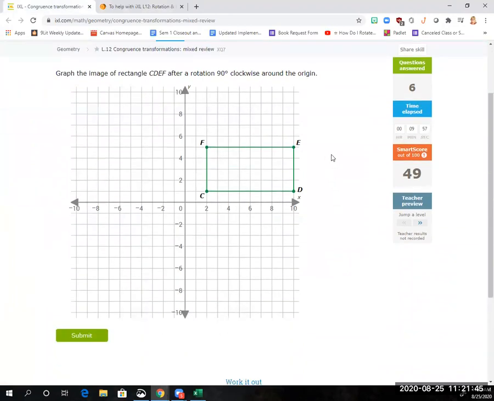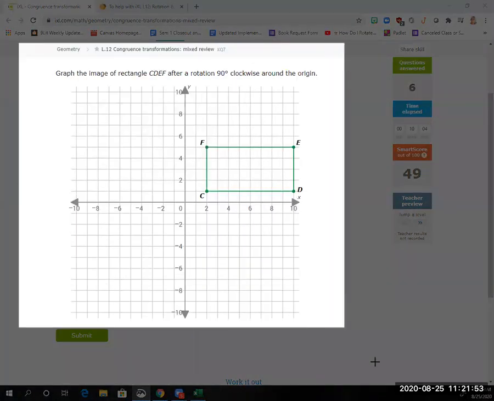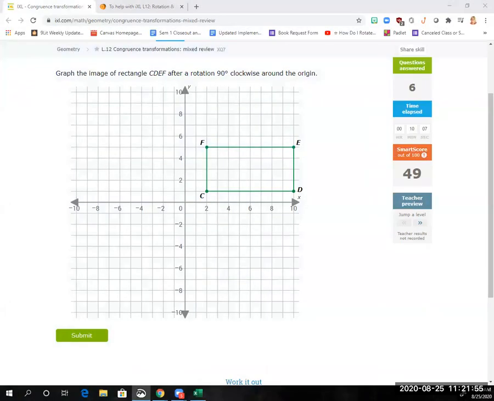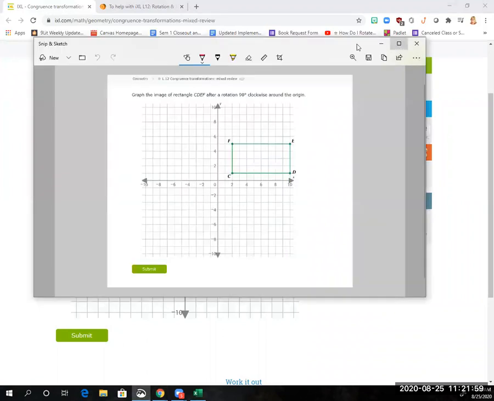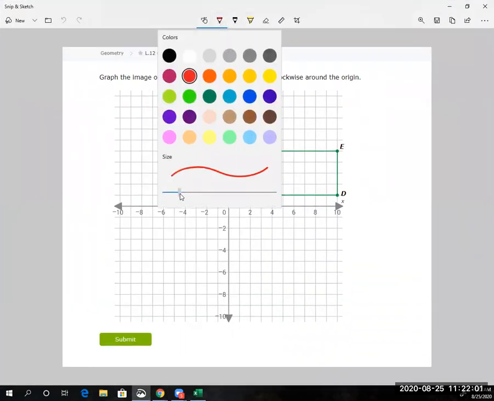So I have to write these points down. Let me see if I can just take a snip and write it down. Come on. So plenty of room. Oh, gracious, where'd it go? There it is, okay. Let me make this pen thinner.